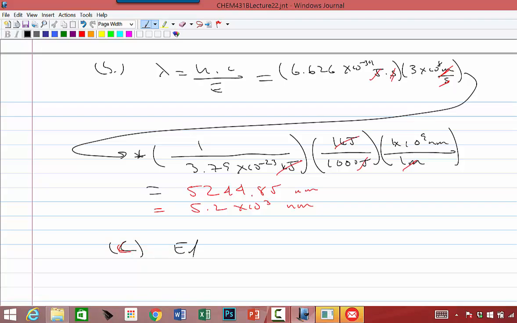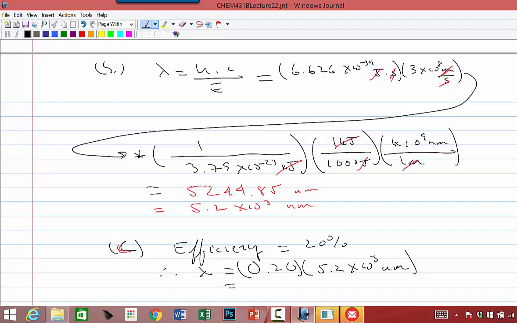C, efficiency equals 20%. Therefore, wavelength of light is going to be equal to 0.2 times 5.2 times 10 to the third nanometers. That gives me 1.04 times 10 to the third nanometers, which is approximately 1,000 nanometers. Okay, 1,000 nanometers of light. That's the wavelength.